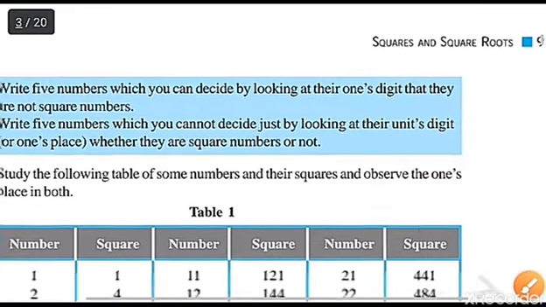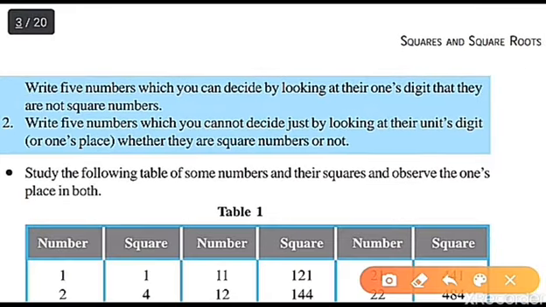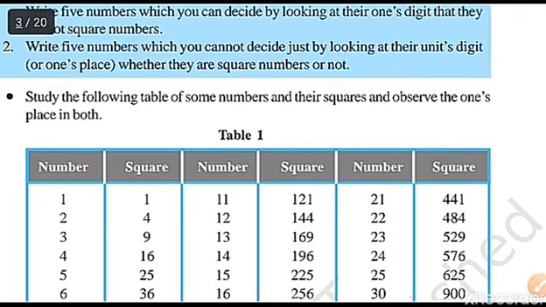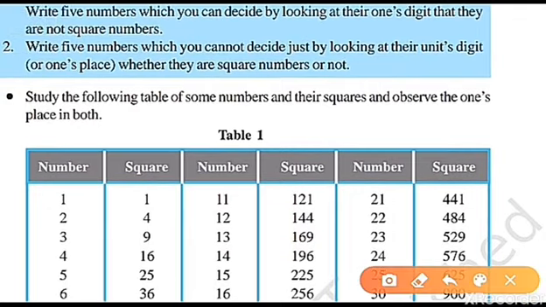Now write 5 numbers that you can decide, by looking at their ones digit, are not square numbers. So you can write numbers that end with 2, 3, 7 and 8. Similarly, write 5 numbers for which you cannot decide, just by looking at their unit digit or ones place, whether they are square numbers or not.